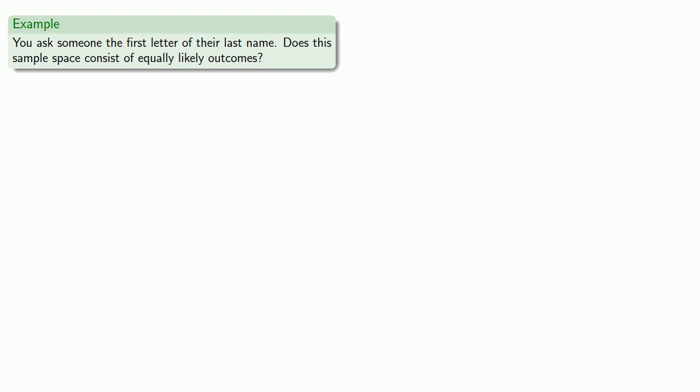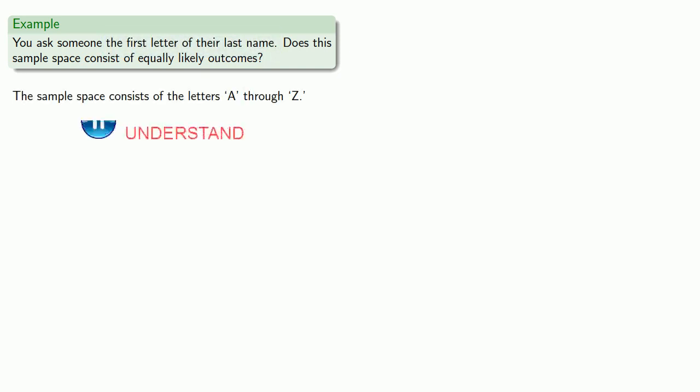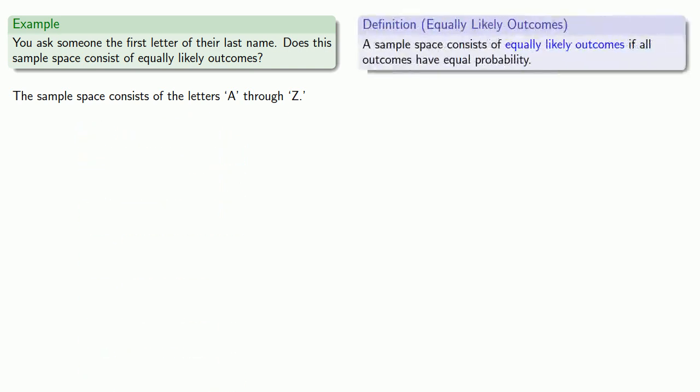First of all, we should figure out what the sample space is, and the possible outcomes for the first letter of your last name are going to be the letters A through Z. So the sample space consists of the letters A through Z. Now the sample space will consist of equally likely outcomes if all of the outcomes have equal probability. Here's where that Bayesian interpretation is useful, because the probability corresponds to our confidence that a particular outcome will occur. And our sense of living in the real universe suggests that these do not seem to be equally likely. Some letters seem less likely than others. So Z, Q, and X as a first letter of a last name seems a little bit less likely than something like S or T.